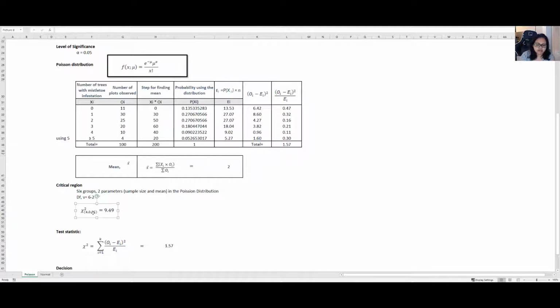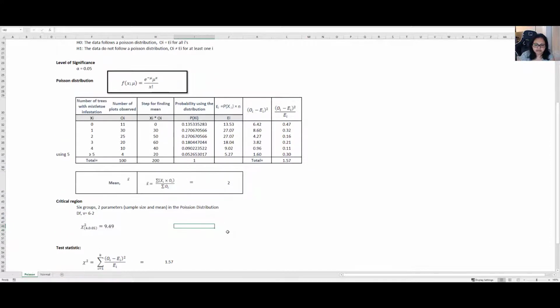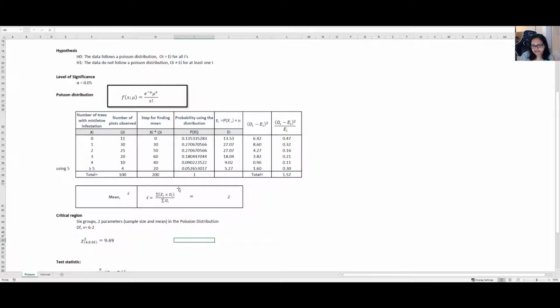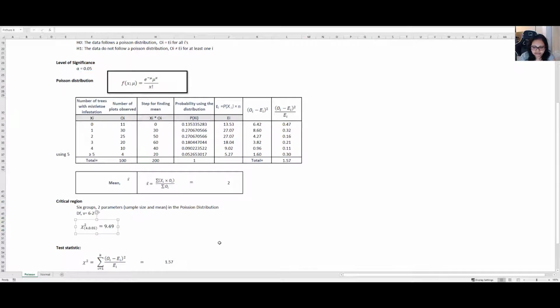And then if you go back to the chi-square table, you will see that for the one-sided test, the level of significance is 0.05. If you go to the chi-square table, 6 minus 2 is 4. That means 4 degrees of freedom, 0.05 level of significance, and the value you need to find is 0.95. Let me take you there.